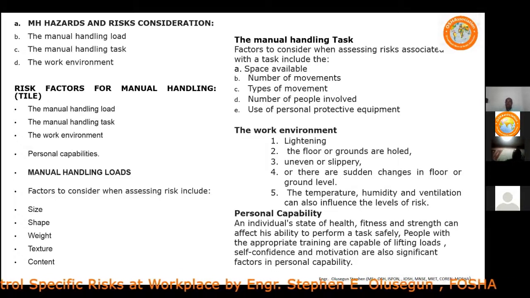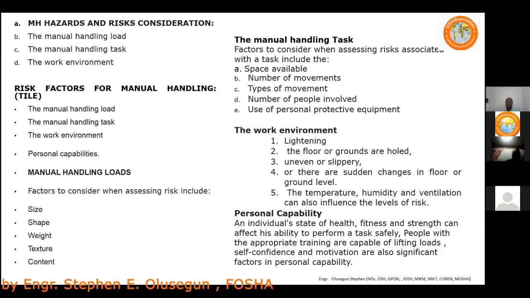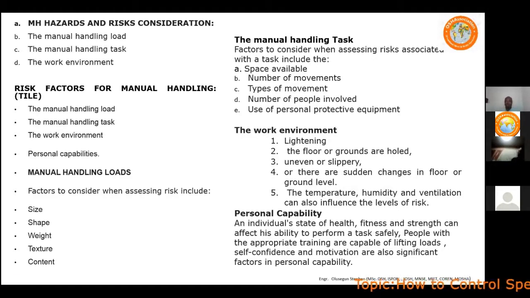And when you are in a place where you cannot breathe very well, it can affect the task you are doing. Personal capability, the individual state of health, fitness, and strength, can affect his ability to perform a task safely. People with appropriate training are capable of lifting loads. Self-confidence and motivation are also significant factors in personal capability.